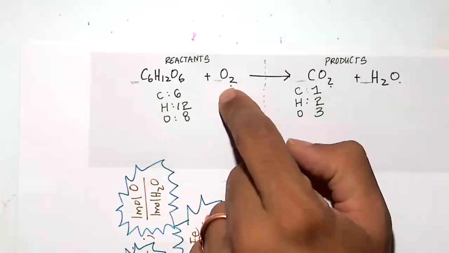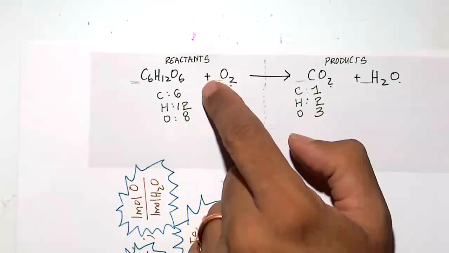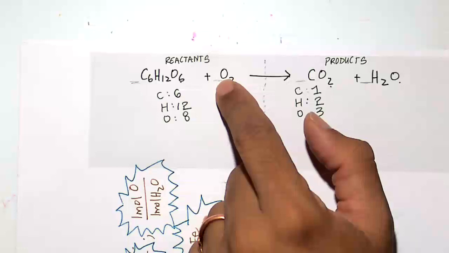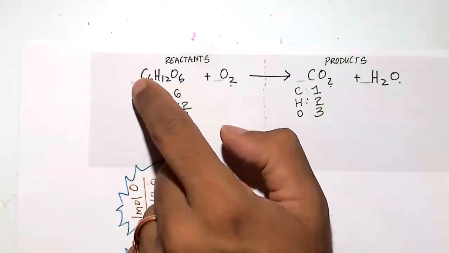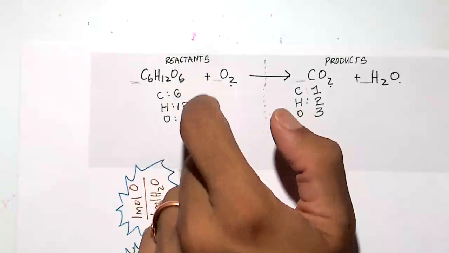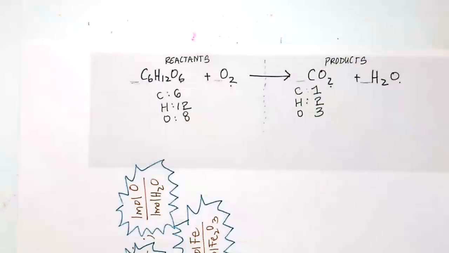One thing I've learned is you always want to balance this one last, the loner. Why would you want to balance the loner last? Because if I put a number here, I'm only affecting oxygen. If I put a number here, I'm affecting the whole thing: carbon, hydrogen, oxygen. So probably balance this last, if I were to give some advice. I go with the easiest thing, because I can't teach this other than try.